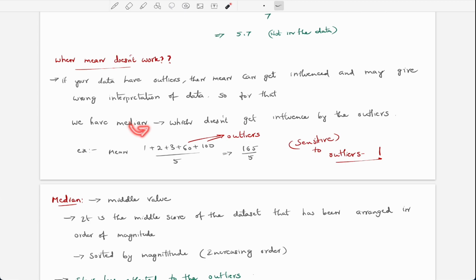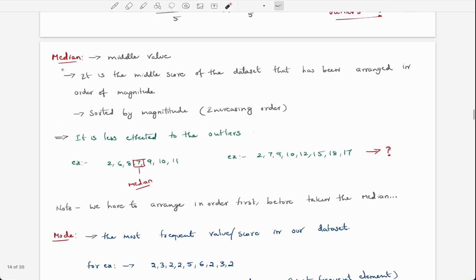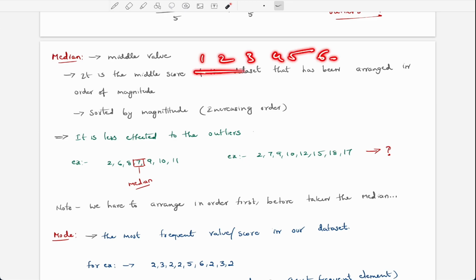The median doesn't get influenced by the outliers. So what is the median? The median is just the middle value. So we have 1, 2, 3, 4, 5, 6, and we're going to find the middle value here. 3 plus 4, which is 7, divided by 2 is 3.5. This is the middle value.